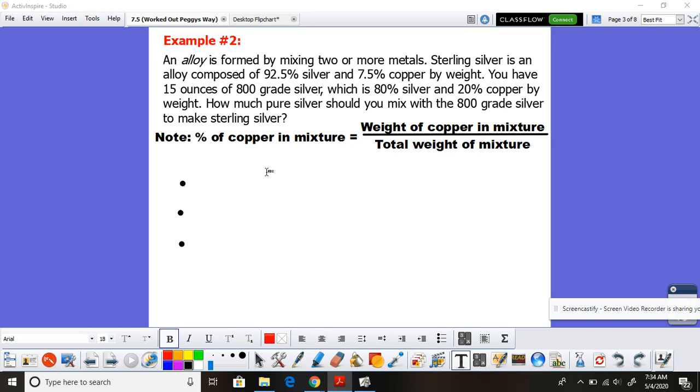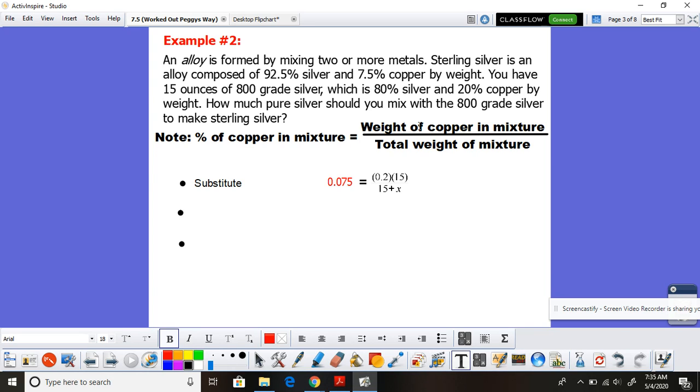All right, so first thing we want to do is we want to take this equation that I've written out, and we just want to plug stuff into it, okay? So percentage of copper by mixture. Sterling silver is 7.5% copper by weight. So we want sterling silver, so we want this to be 7.5% or 0.075. That's going to be the percentage of copper in the mixture.